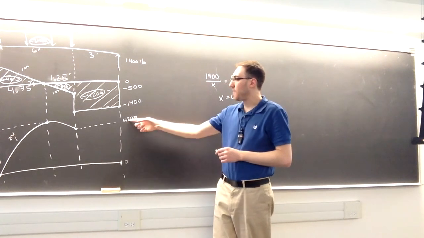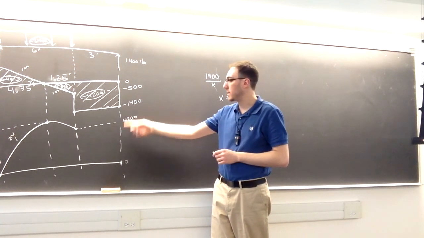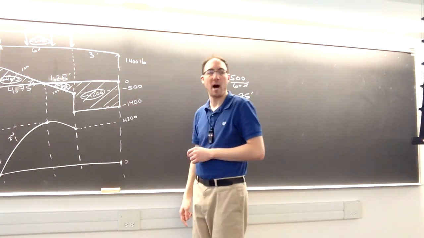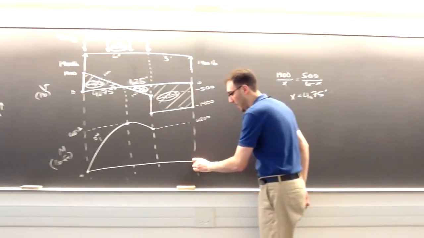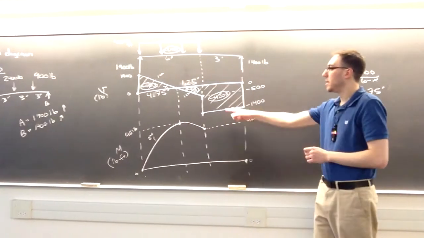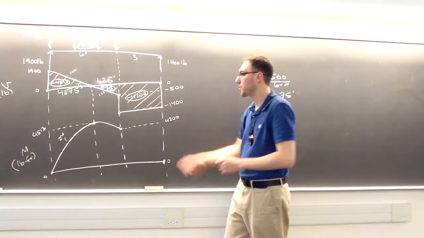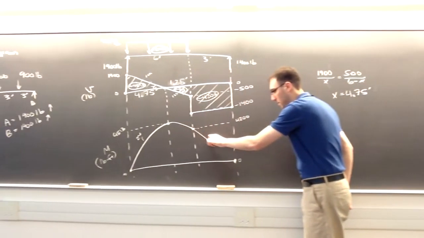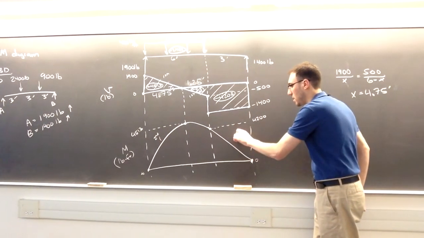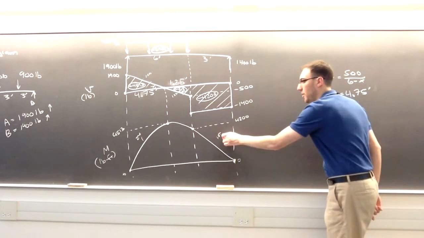And finally, I'm at 4,200, and by the time I get to the last line, I'm going to drop by 4,200, which takes me back to 0. This is horizontal, which means when I integrate it, it becomes a first order line. And I want to denote it as such.